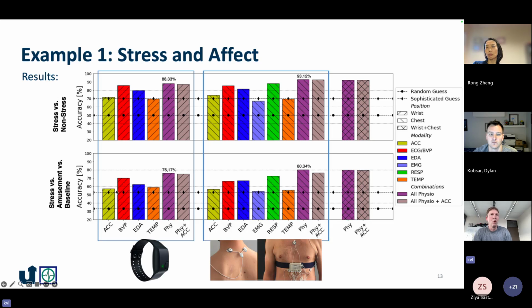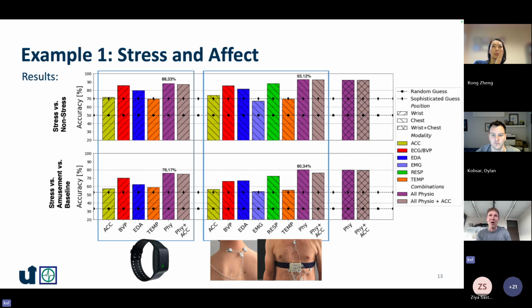So if you just look at all the sensors together, that's basically these purple bars over here, you have a bit of a drop. But overall, it still works quite well. So 93% versus 88% or 80% versus 78% is not that much of a drop. And for that, you gain the fact that people just wear something on their wrist and that's it. So that was very surprising at the time.